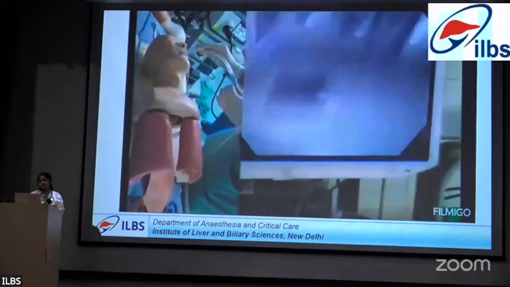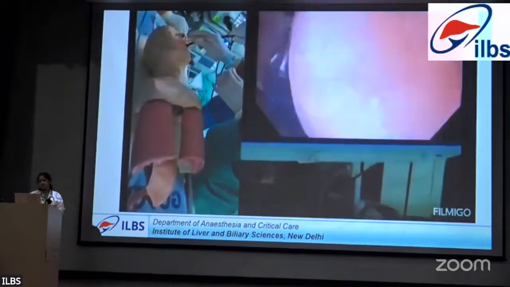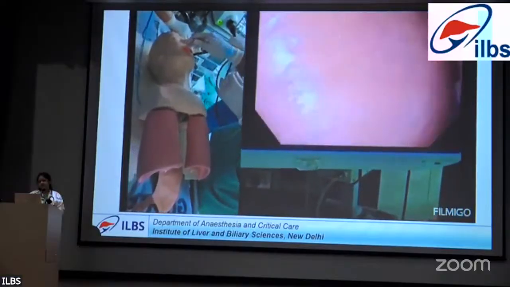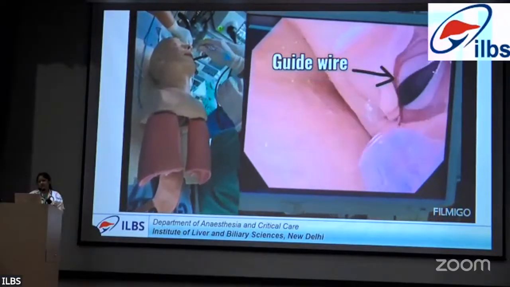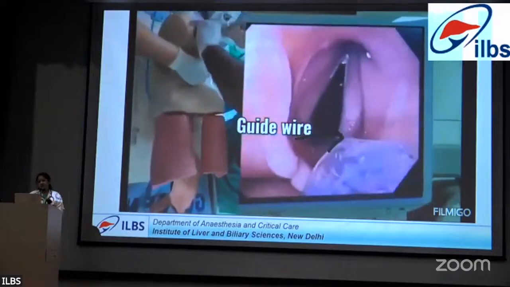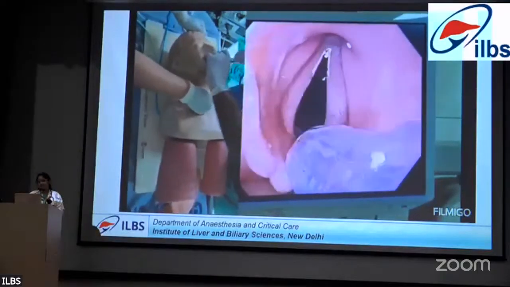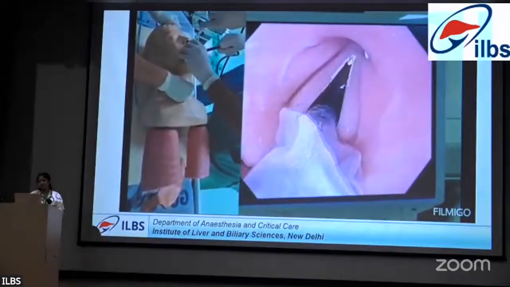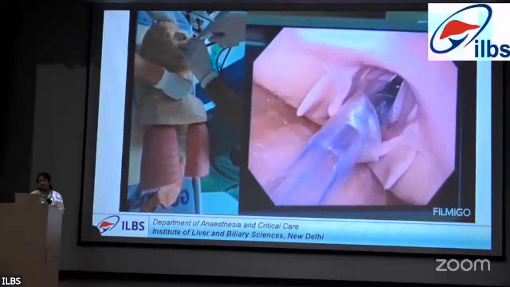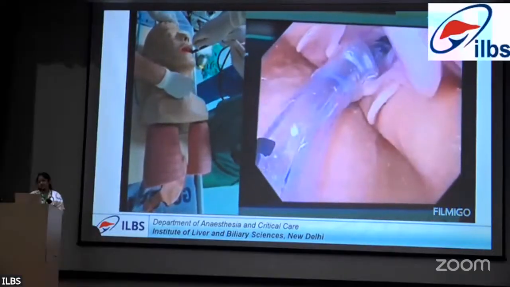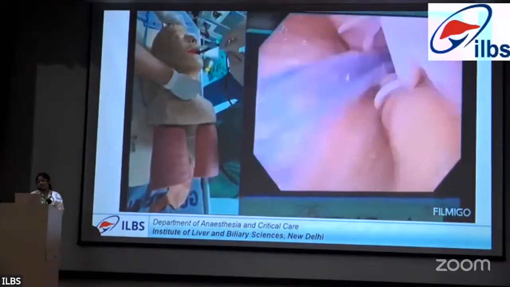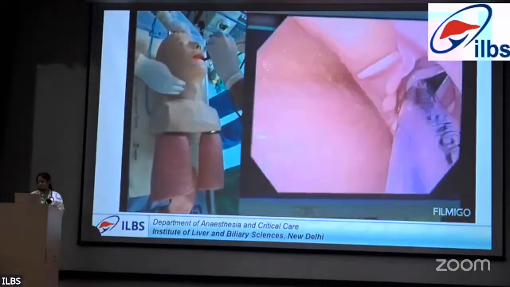Again, the gastroscope is introduced to look for the ET tube, and the ET tube can be used for intubating the patient. ET tube is introduced into the trachea and the patient is intubated using the guide wire. So these techniques were innovated here in ILBS and are published in anesthesia journals.